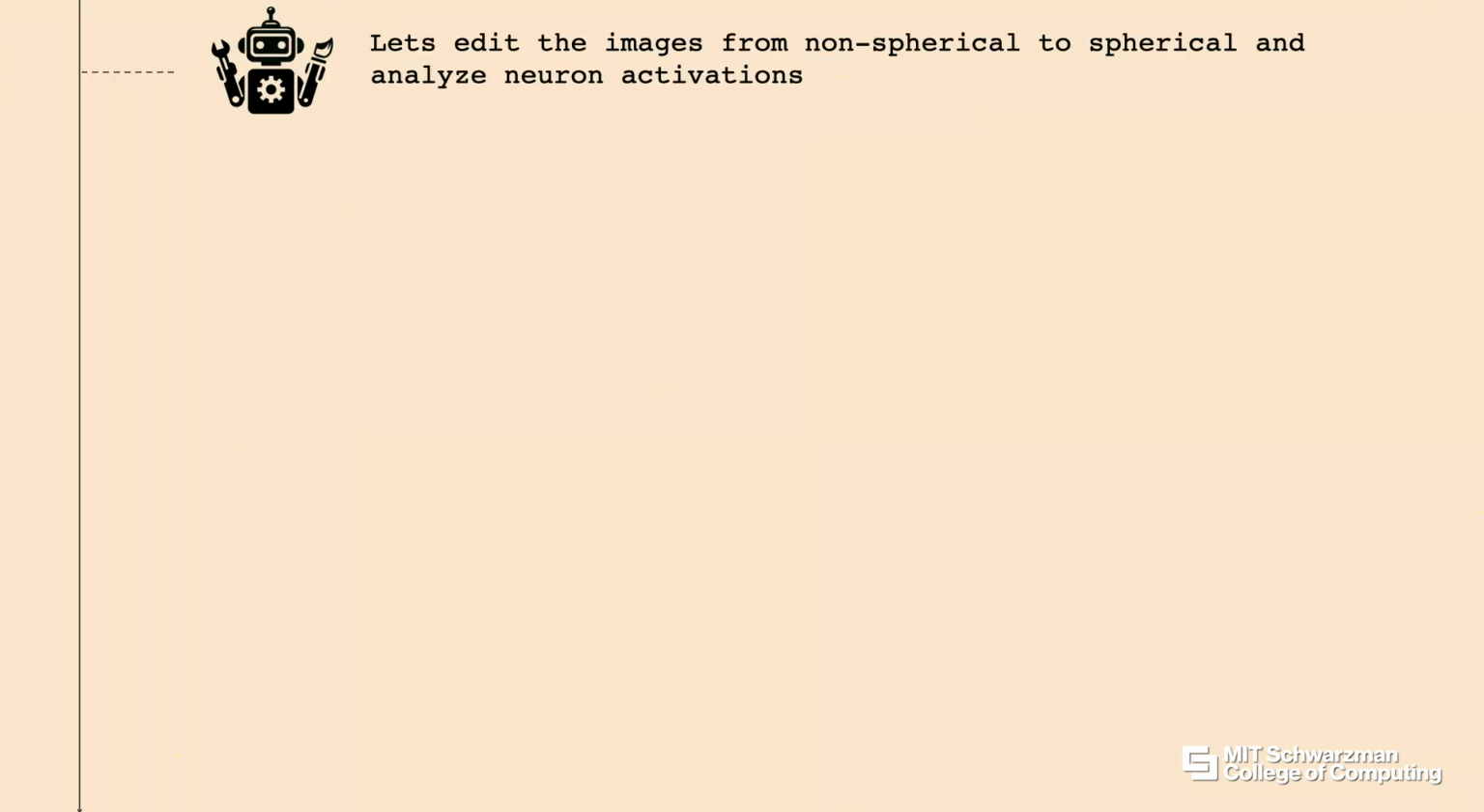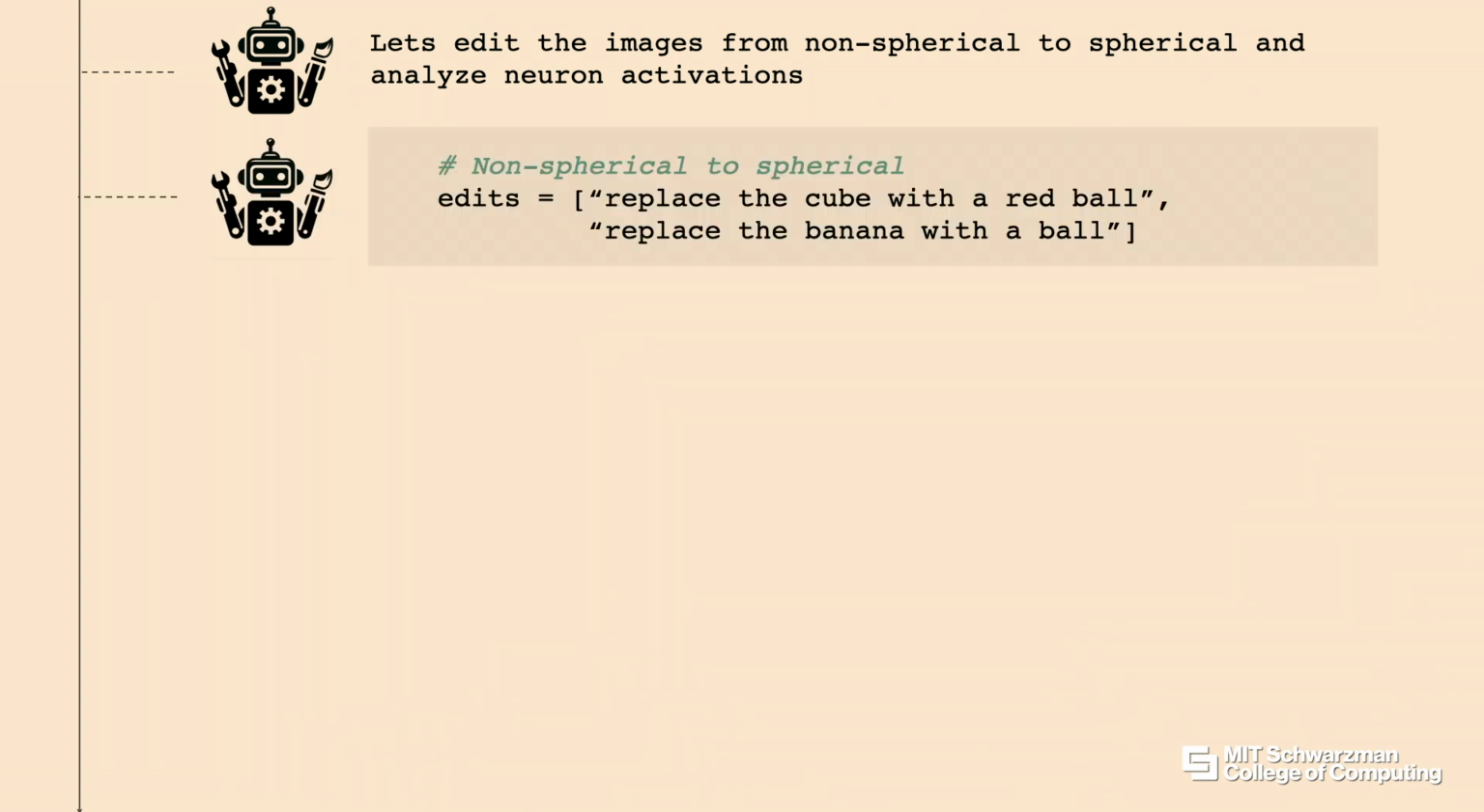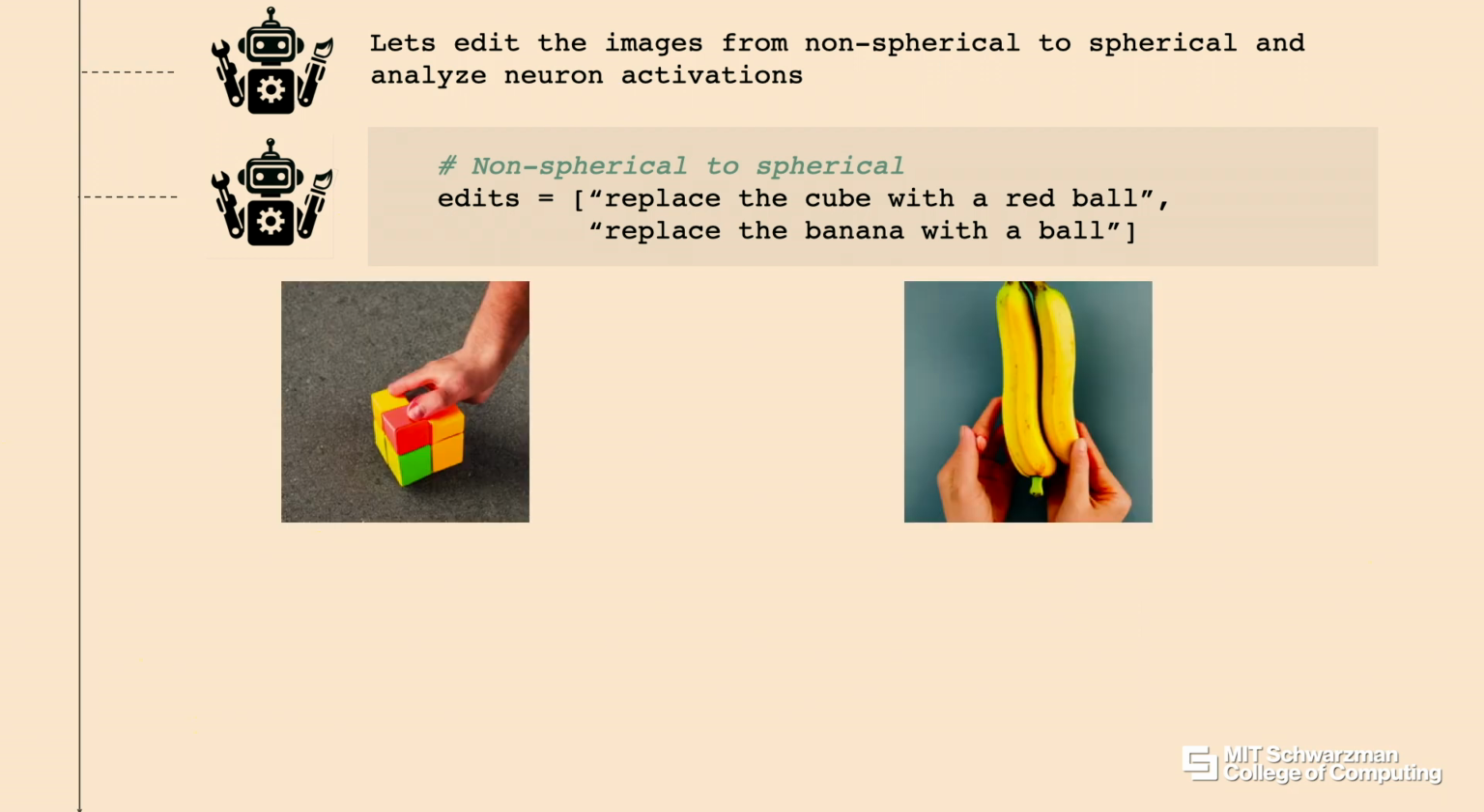And now it says, well, let's edit this image from non-spherical to spherical, and let's analyze again the neuron activation. So it runs the tool that transforms images with an instruction. In this case, these are the 2 commands that it sends: replace the cube with a red ball, or replace the banana with a ball. So just to remind you, these are the 2 input images.